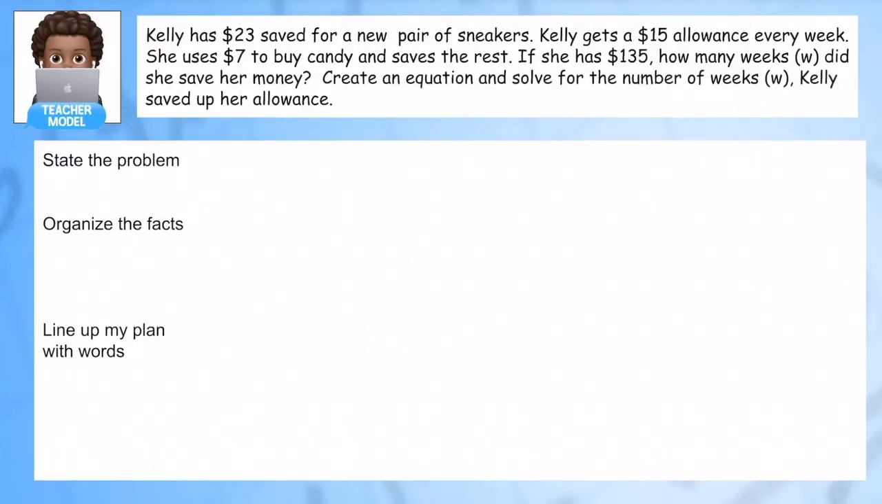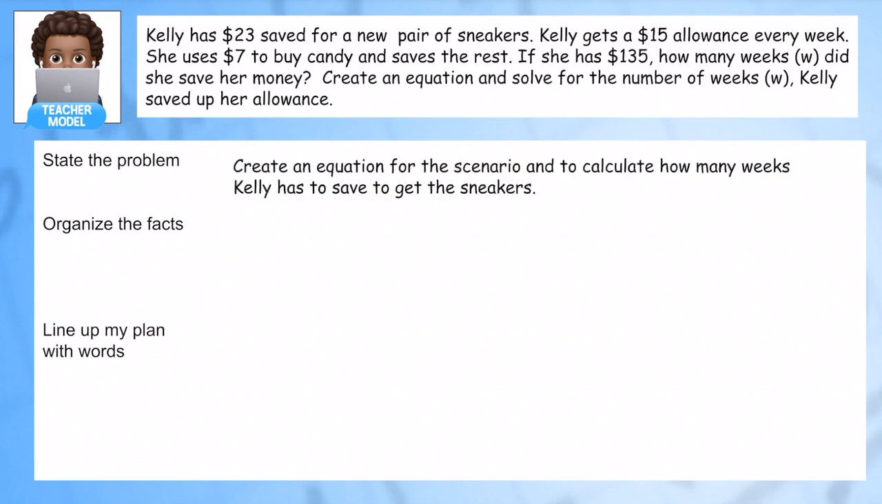Kelly has $23 saved for a new pair of sneakers. She gets $15 allowance every week. She uses $7 to buy candy, and she saves the rest. If she now has $135, how many weeks, W, that's our variable, did she save her money? Create an equation and solve for the number of weeks W Kelly saved her allowance. Basically we need to create an equation for this scenario and then use it to calculate how many weeks she saved her money to get the sneakers.